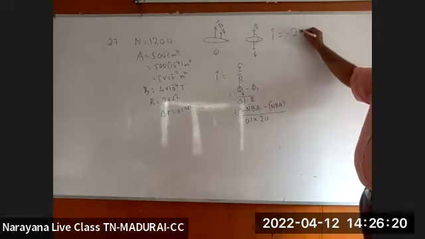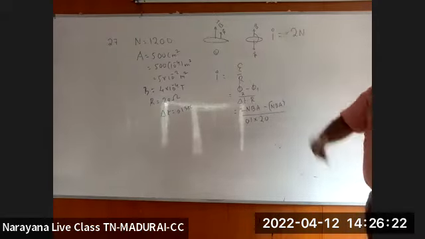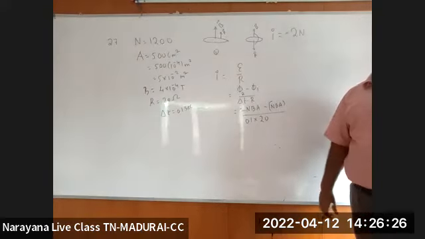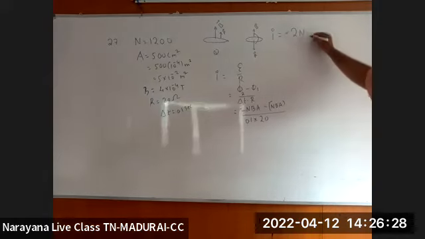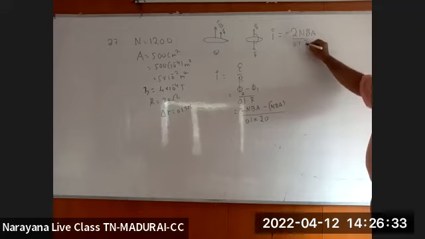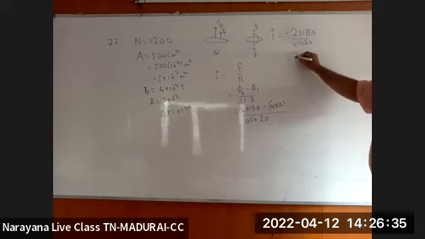Minus, the negative sign, I do not care. I already told you, I have the confidence in judging direction, so I don't want the negative sign. N into B into A divided by 0.1 into 20. Number of turns is 1200.